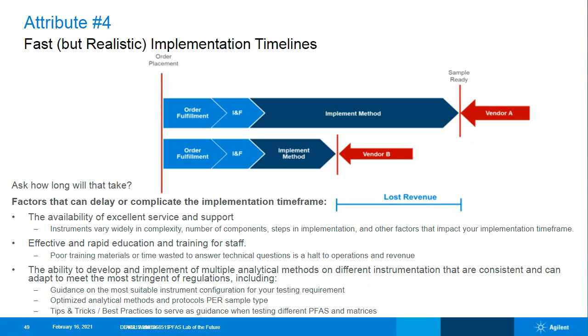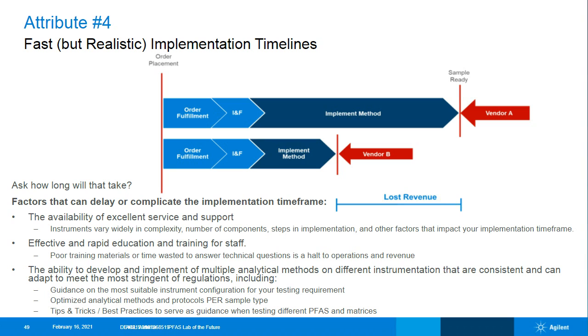Now, coming to a last couple of things that are really critical that are often not thought about is fast but realistic implementation times, right? This is not something that is often thought about, but the speed to get a method up and going can have a significant impact on revenue as well. So the factors to consider here beyond just the capital cost of an instrument are actually the implementation time frame, or at what point can you actually get production and billable samples running with a validated method, right?